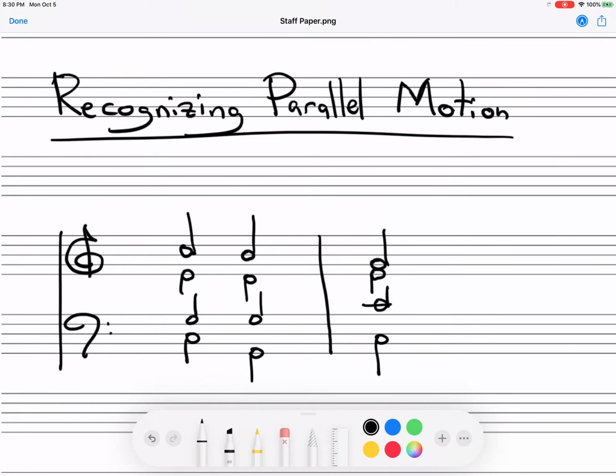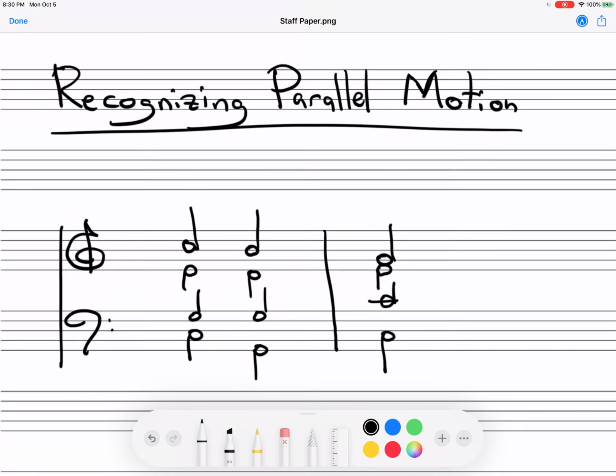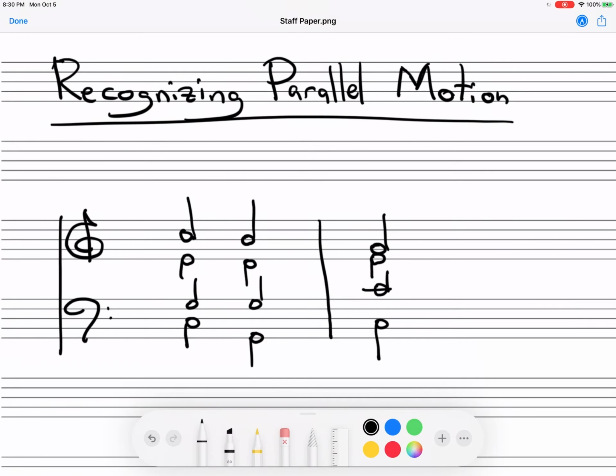Good evening, this is Dr. Alan Yim. In this video, I'm going to be showing you how to analyze four-part writing, just looking to see if there are parallels in the part writing. So here you see three chords written in a kind of a piano score for voices.